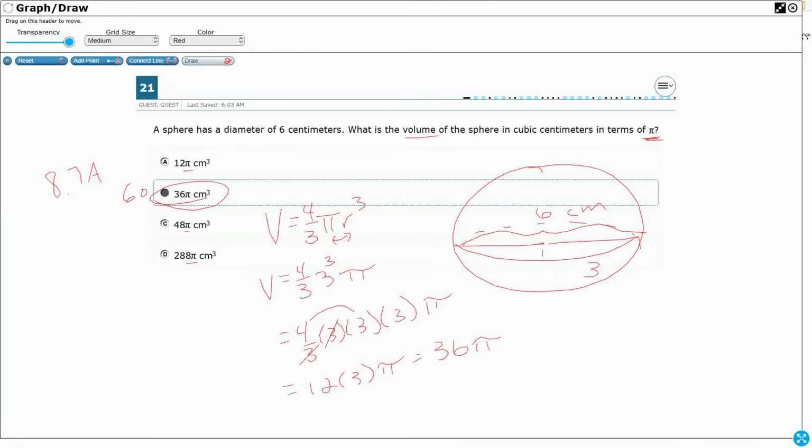Now, 60% of our students were able to get this. We had 18% choose A, and what they did is they squared the radius. They just had one less 3. Instead of 3 times 3 times 3, because they're so used to the area being pi r squared, they just dropped this extra 3 right here because they didn't cube the radius, they squared the radius, and they ended up with that 12 pi. We had 12% choose C, 10% choose D. So this was definitely on the easier side, tied for our ninth easiest item on the test.